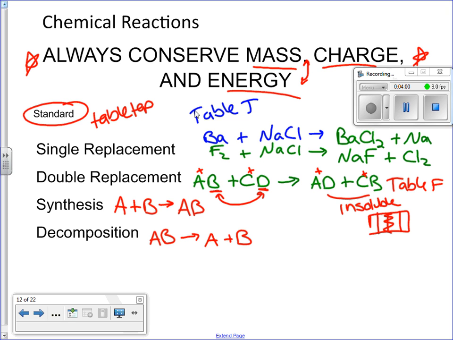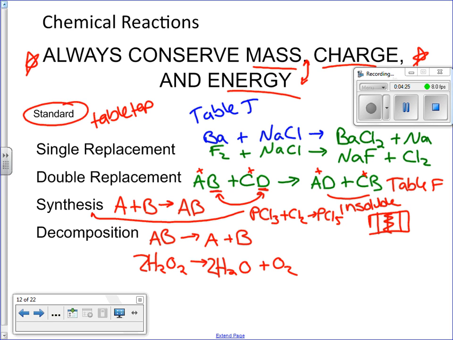A decomposition reaction that we have done, that we just did in lab, is H2O2. It decomposes into H2O and O2, an oxygen gas. If I balance it, there we go. And a synthesis reaction that you might see would be PCl3 plus Cl2 goes to PCl5, something like that. Okay, this would be synthesis, and this is your decomposition example.